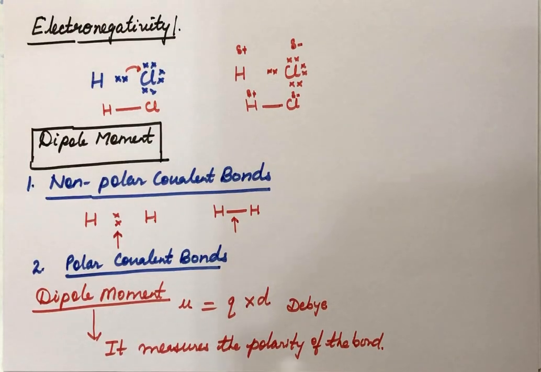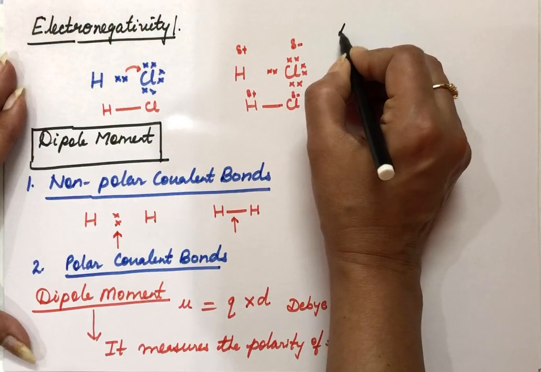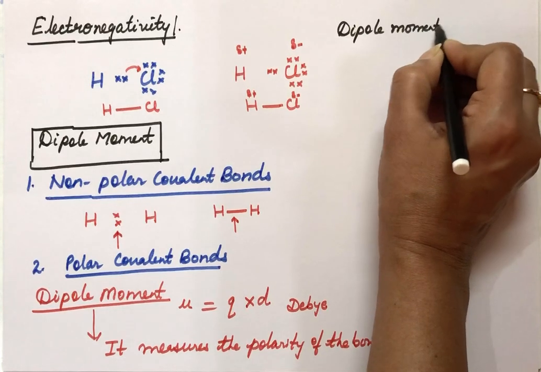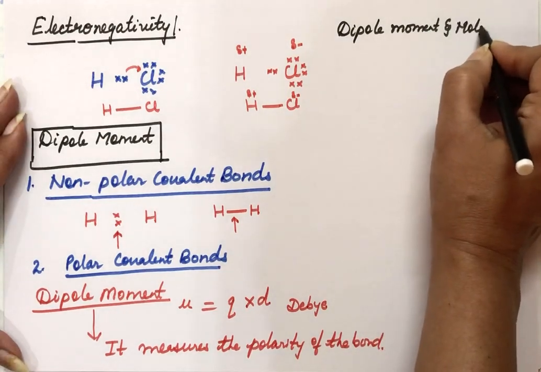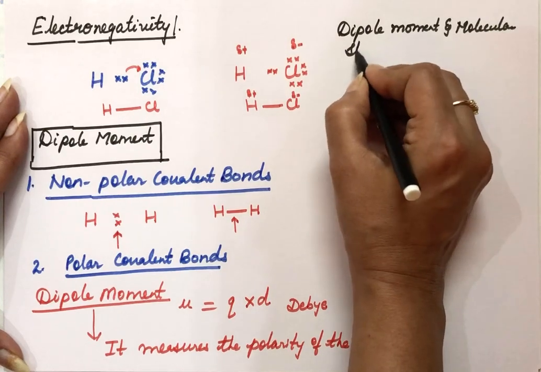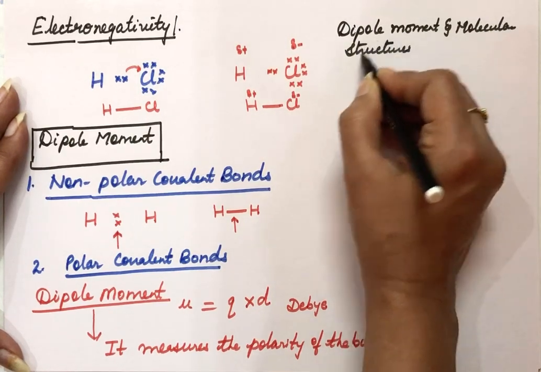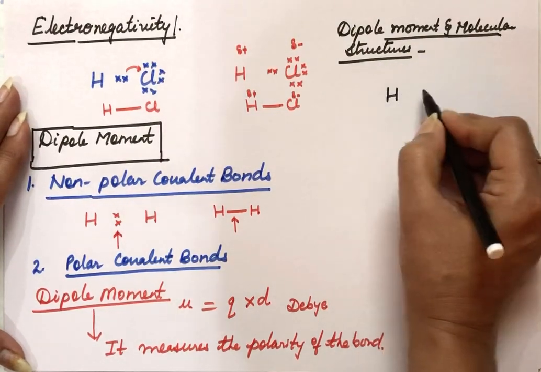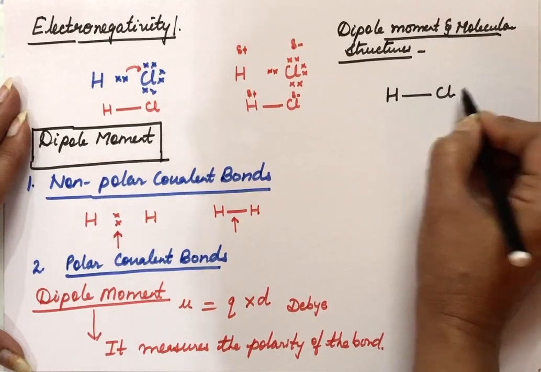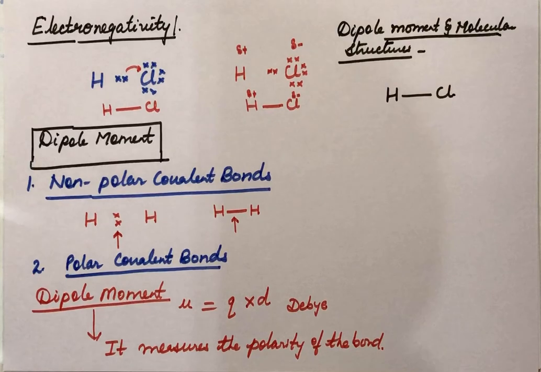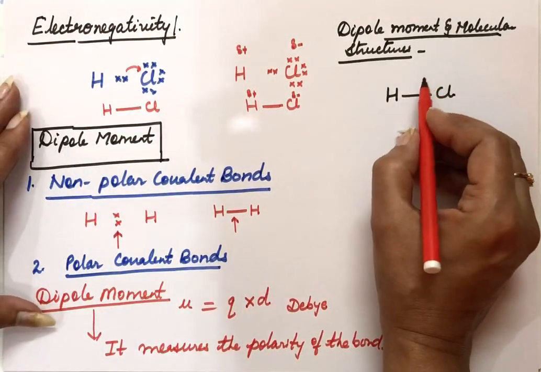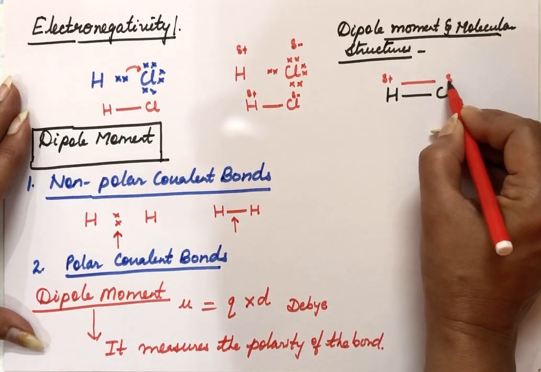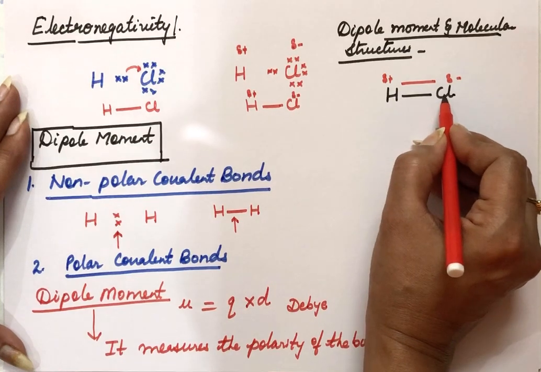Now we are coming to the next part of this dipole moment: dipole moment and molecular structure. Dipole moment is a vector quantity, like for HCl when we are taking it. If it is a vector quantity, it is depicted by a small arrow with the tail on the positive end. This is the partial positive charge, and here we have the partial negative charge. So the dipole moment is a vector quantity.